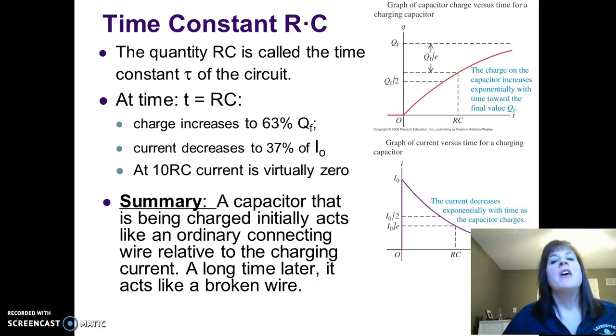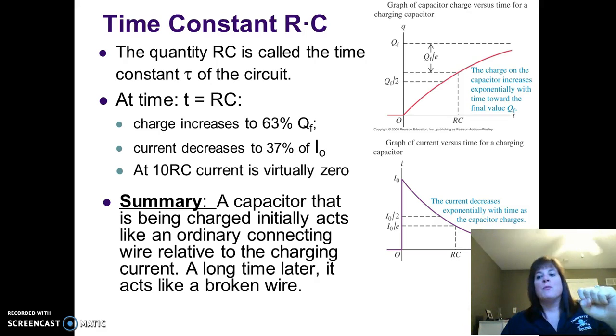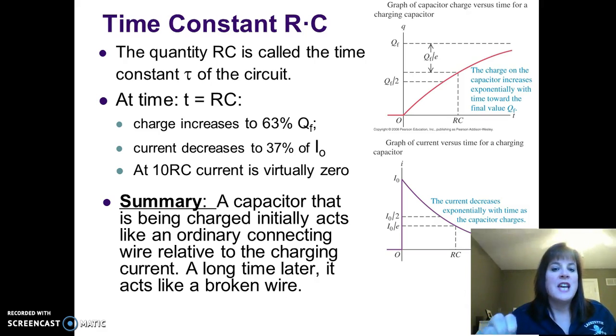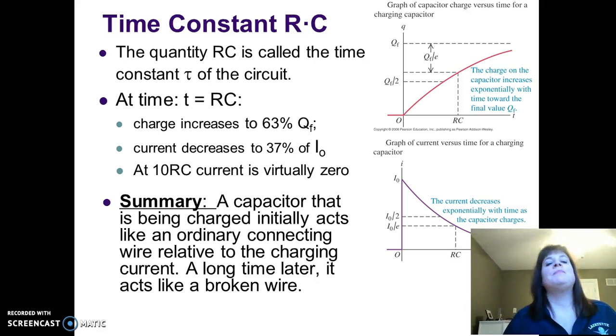Electrons are flying. But as it charges, those electrons are feeling more force of repulsion, so that current slows down. And then after a long time, it's as if I just unhook the whole circuit because there's no more current flowing. It can't. The capacitor's full.